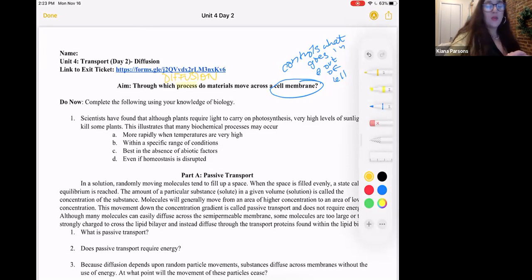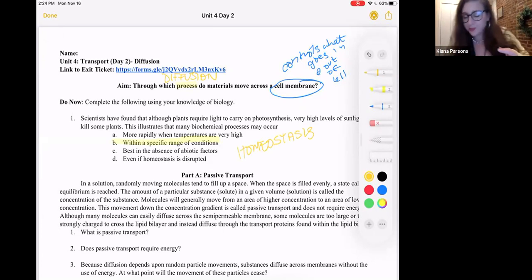So, the do now. Scientists have found that although plants require light to carry on photosynthesis, very high levels of sunlight kill some plants. This illustrates that many biochemical processes may occur within a specific range of conditions, right? So, like homeostasis, we want to maintain a stable internal environment. We want to maintain balance.